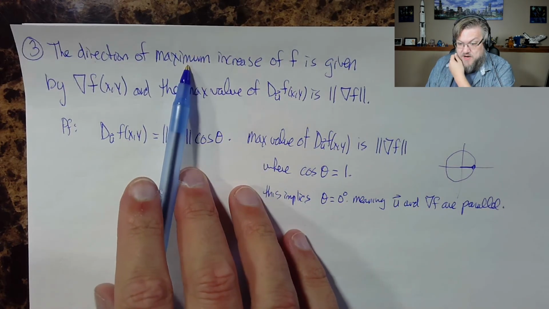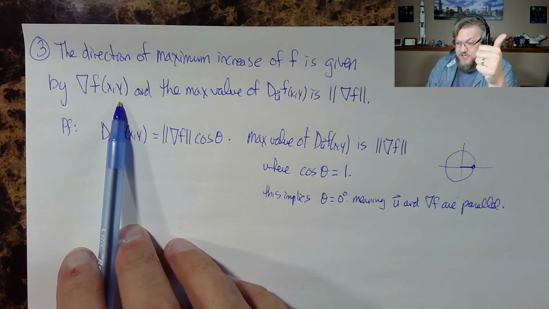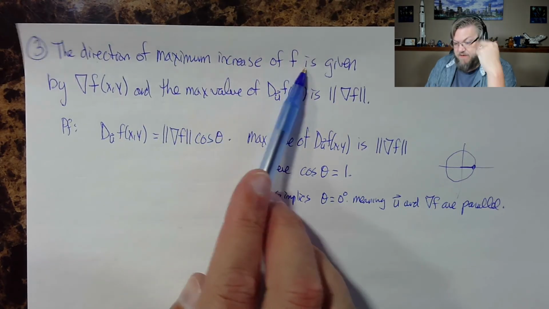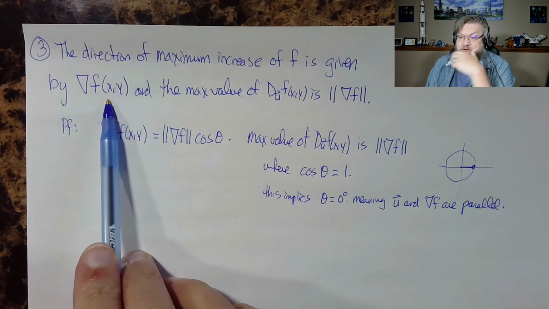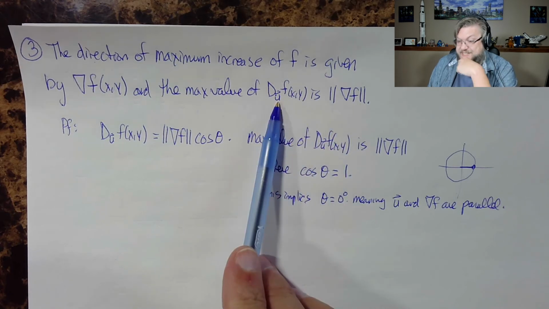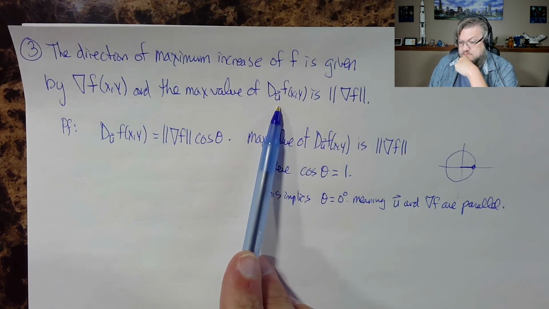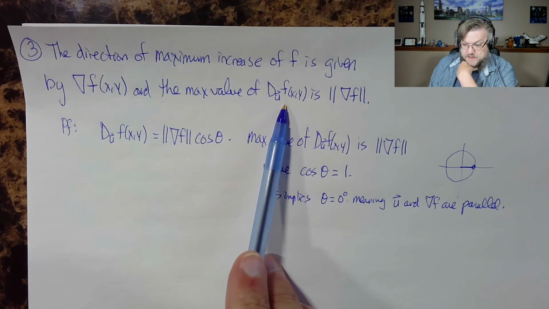So let's summarize what we got. What does the gradient do? It points in the direction of maximum increase of my function. What does the magnitude of the gradient tell me? The magnitude of the gradient tells me what is that maximum slope. That tells me what the slope is, and that's the biggest slope possible at that point.